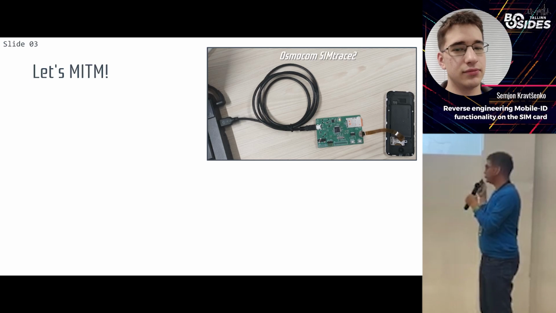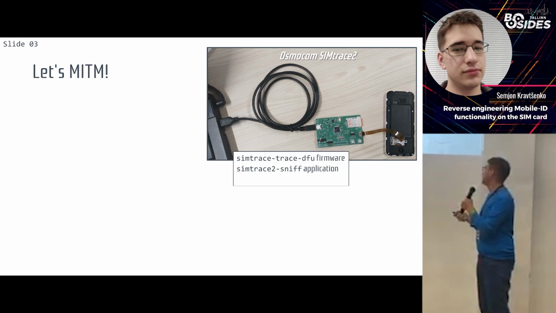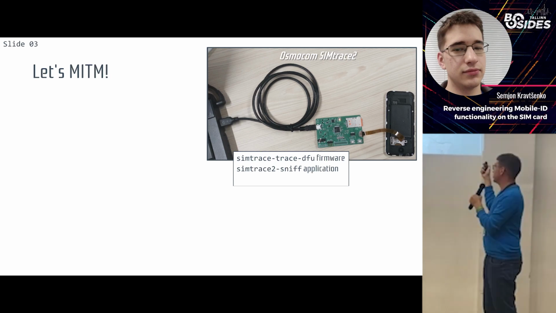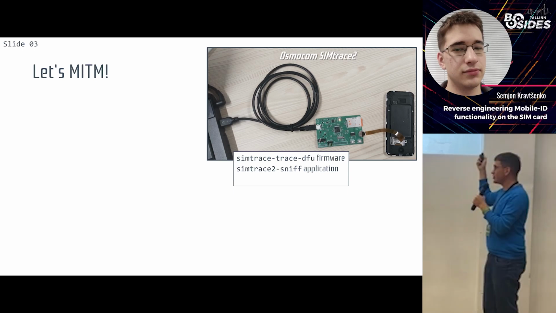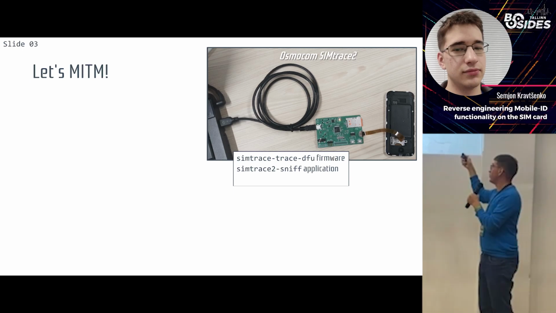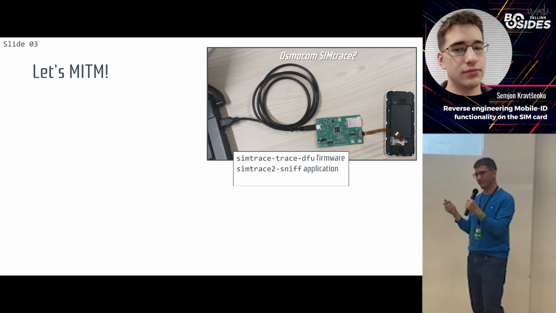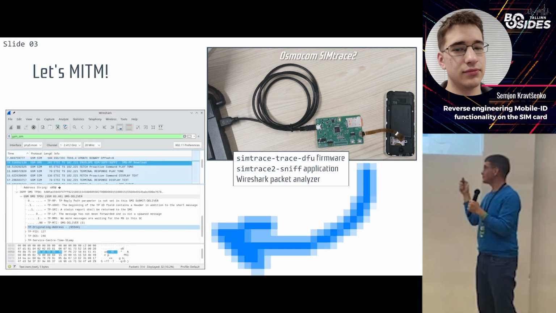Now I need to flash a special firmware to this device. It's called SIMtrace trace. And now what happens is that I can monitor the communication between the SIM card inside this device and the phone. And I can actually see this communication, or sniff it, if I use a special application on my laptop. It's called simtrace2-sniff. And after the setup is done, I can just use Wireshark and see this communication.